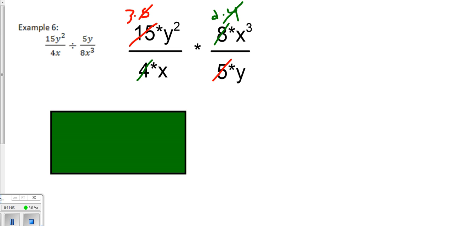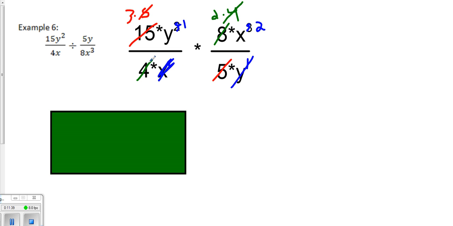We have to do the same with our variables too. Y to the first power and y to the second power means we're crossing this out, and it's now y to the first power on top. Okay, this goes back to Unit 4, just multiplying or simplifying down our monomials. Again, this is an x to the 1, this is an x to the 3. This one cancels out, and one of these x's goes away, so it's now x squared.